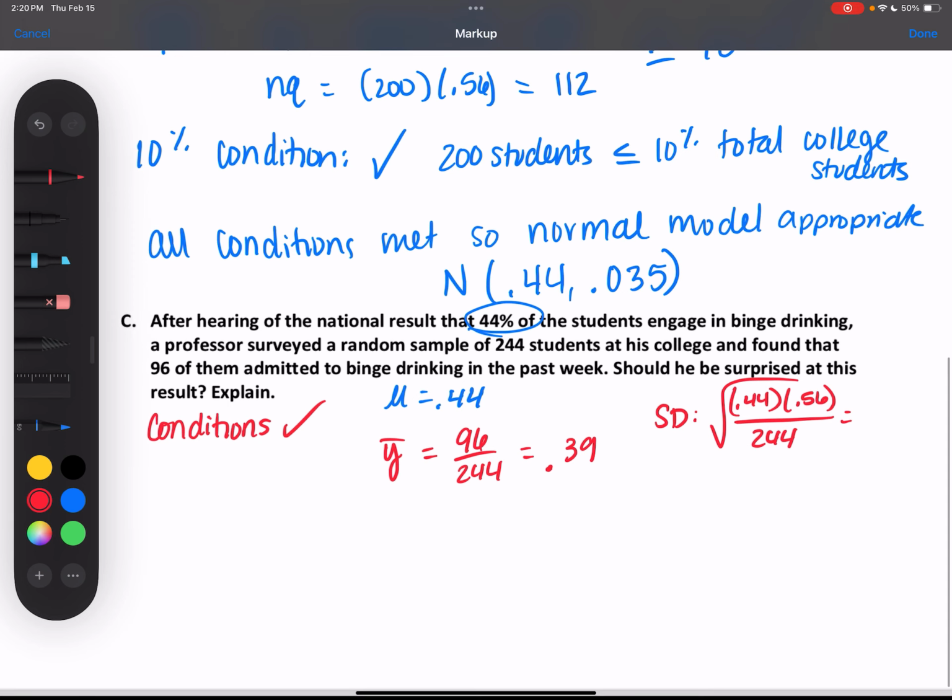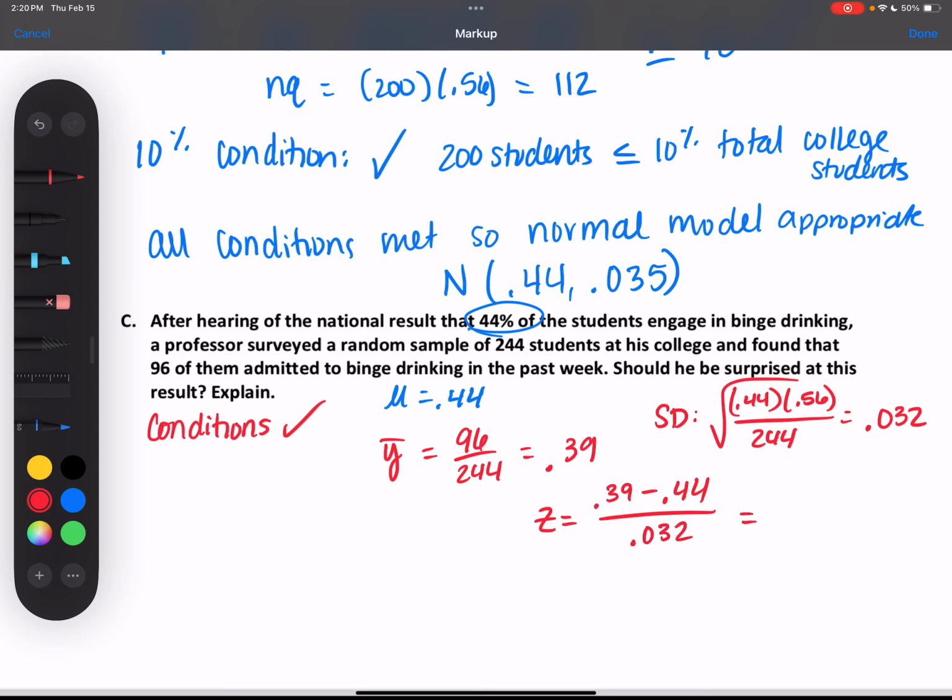Oh, so we don't put that new? No. We're still using p and q for that, and p didn't change. The standard deviation for our particular problem is changing, but not everything else. 0.032. So z is equal to y bar 0.39 minus 0.44, which is the mu, over the standard deviation 0.032.